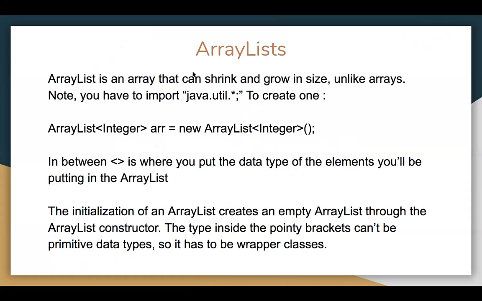So remember when I told you before that arrays can't change their size. So whatever you set it as, or however many elements you put in it, you can't change it anymore. It has to stay like that for that array. But array lists are kind of like arrays in the way that they can store data. But this type of array can shrink and grow in size.